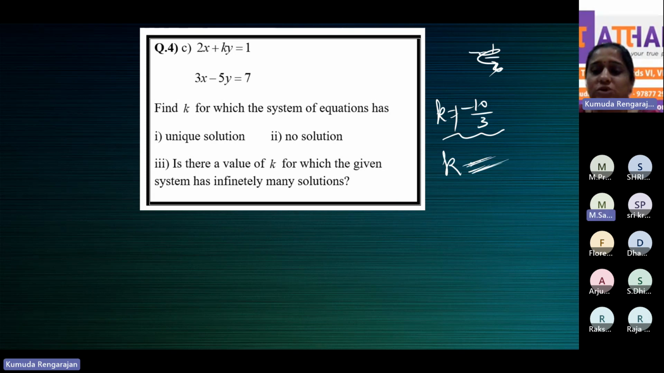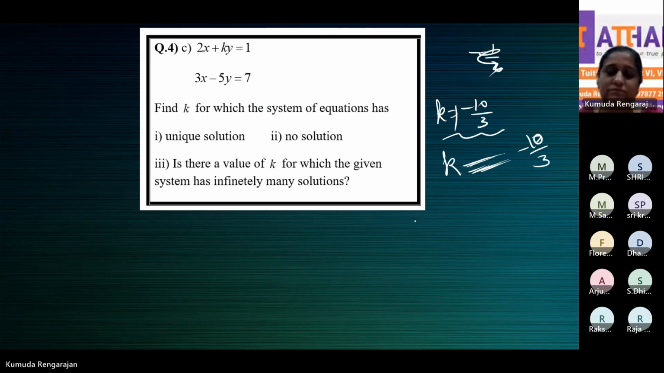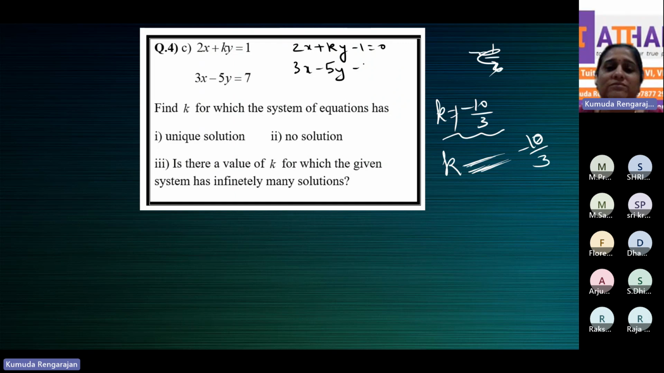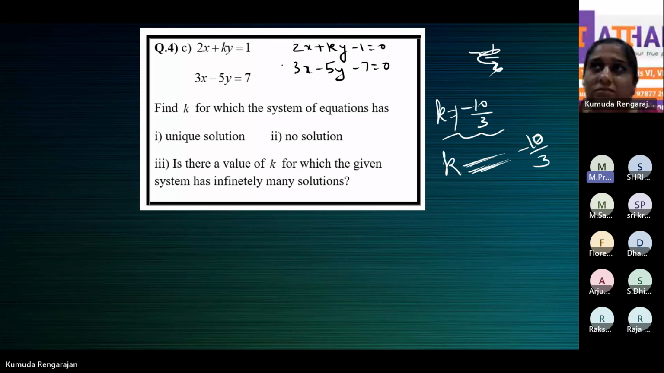Okay, then K for no solution, children. What's the value of K for no solution? Minus 10 by 3, is it? Okay. Yes, ma'am. Then is there a value of K for many solutions? No, ma'am. Why, Prajit? Because it doesn't satisfy the condition. Correct, but make it more clear. A1 by A2 is not equal to B1 by B2 and it's not equal to C1 by C2.